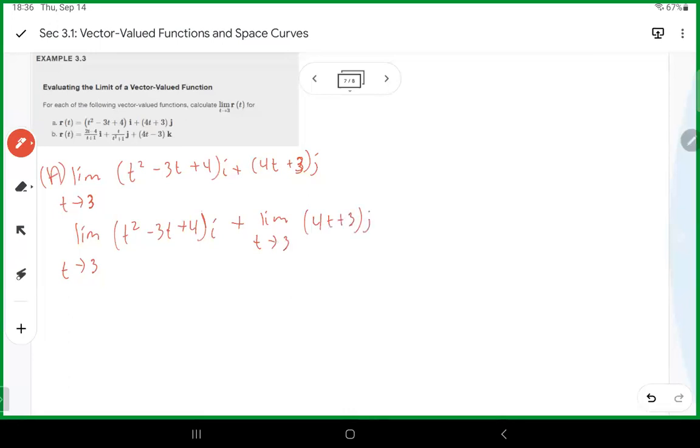Okay, so for the first set, we know that that limit is going to be 4i, and the second limit will end up being 15j.